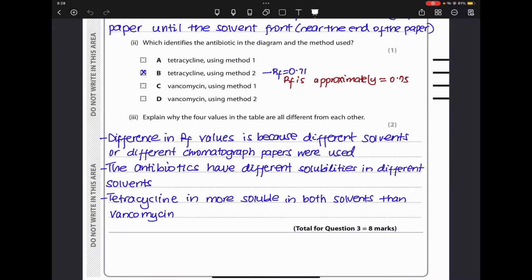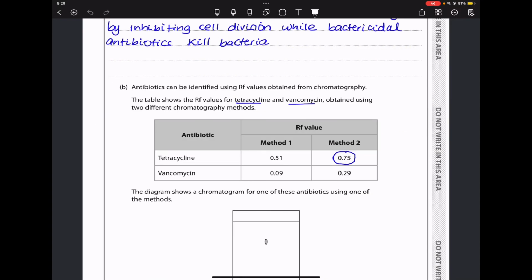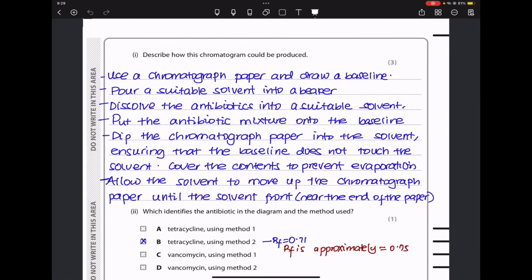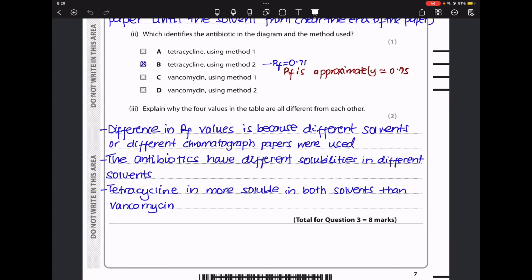Next, they say explain why the 4 values in the table are all different from each other. Of course, like I already said, they're different because different solvents were used. So the difference in RF values is because different solvents or different chromatograph papers were used. The antibiotics have different solubilities in different solvents. Tetracycline is more soluble in both solvents than vancomycin. The reason for that is tetracycline had higher RF values in comparison to vancomycin, and that means tetracycline traveled further away from the origin in comparison to vancomycin. So that was my last point here, emphasizing the idea that tetracycline was more soluble in both solvents in comparison to vancomycin.